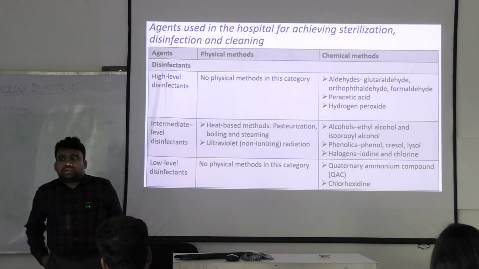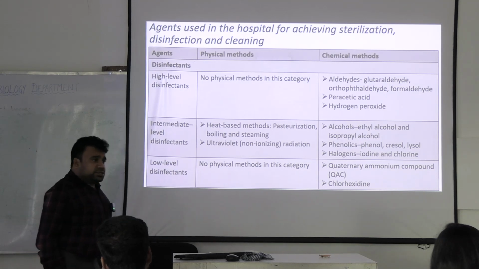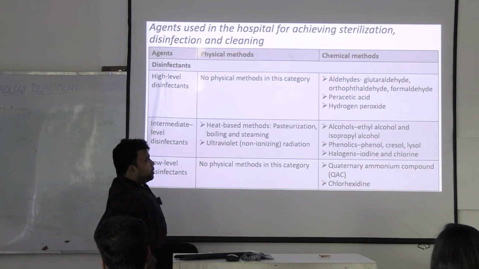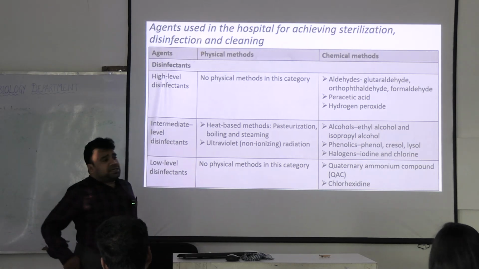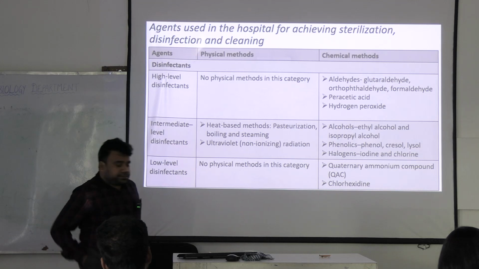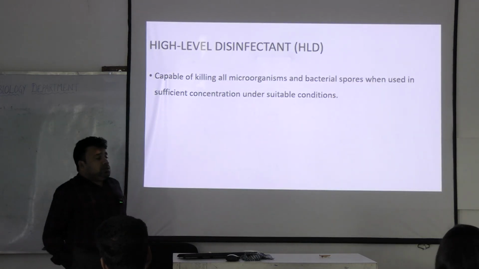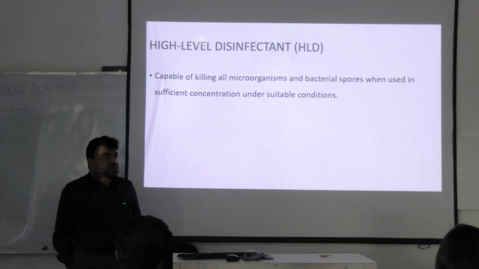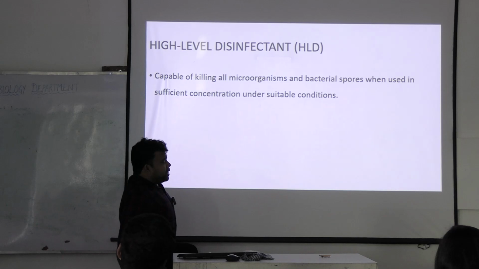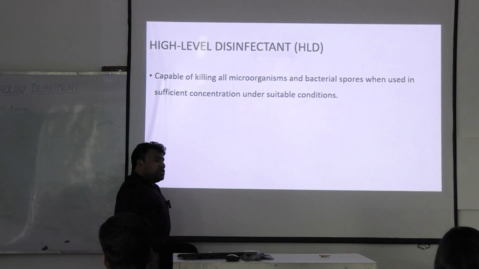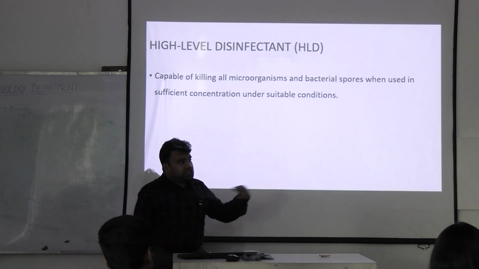In the last class, I already showed you this. Disinfectants are of three types: high level, intermediate level, and low level. In the high level disinfectants, we have the aldehydes, peracetic acid, and hydrogen peroxide. Now let us look one by one. So recall what high level disinfectants are. High level disinfectants can kill all microorganisms and bacterial spores when used in sufficient concentration under suitable conditions.